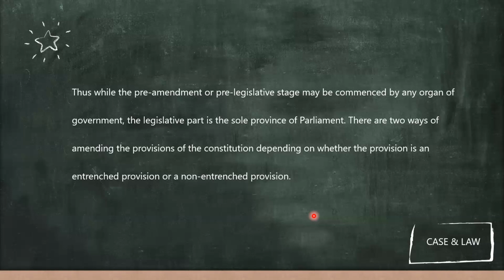I think I earlier made mention of that point. So in amending the constitution, we have to understand entrenched and non-entrenched provisions of the constitution. The non-entrenched provisions are the provisions that can easily be amended, and obviously the entrenched provisions will be those provisions that cannot be amended easily, if I should put it literally.